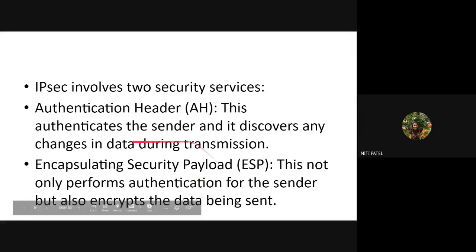The same mechanism is used here in the authentication header. When I attach the sender's details and send it to the receiving machine, the receiving machine will verify whether this data is changed during the transmission or not. If it is changed, what does it mean? It has been attacked by the attacker. But if it is received as it is, it means there was no attack during the transmission of the data. Next is encapsulating security payload. What is encapsulating security payload? This not only performs authentication for a sender, but it also encrypts the data that is getting sent.